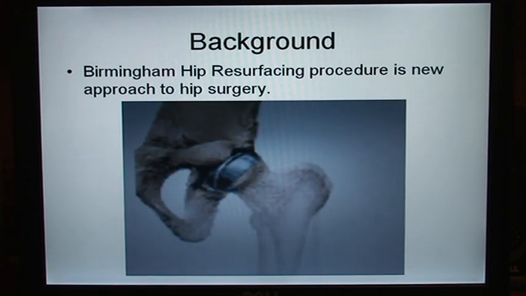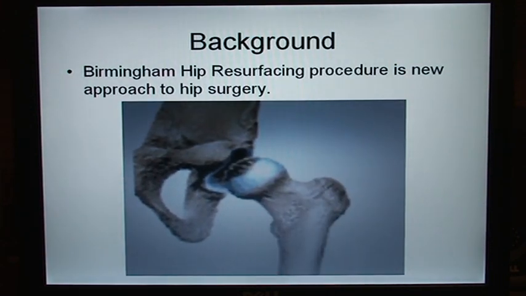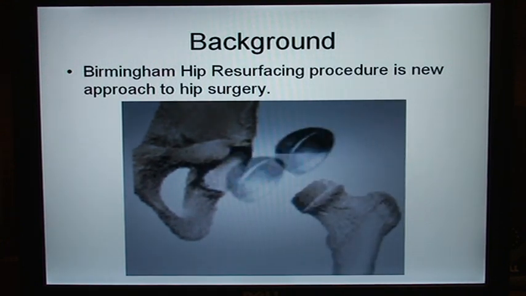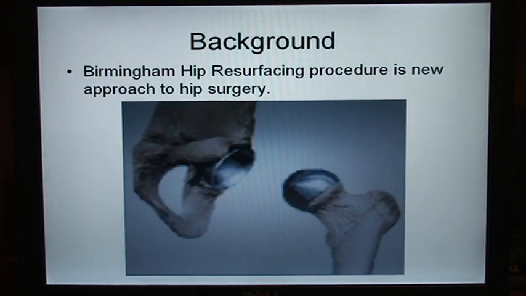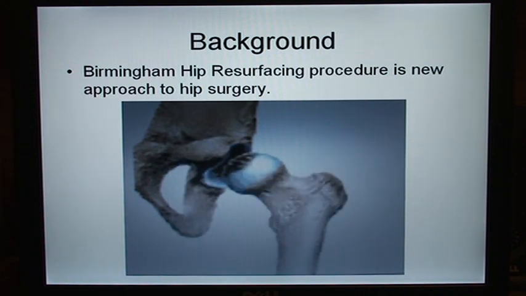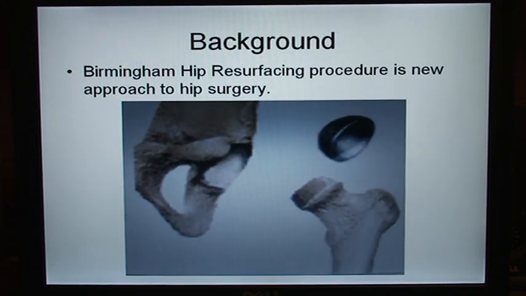The cup replaces the damaged surface of your hip socket. The cap covers the ball-shaped bone at the top of your thigh, and the cap has a small stem that is inserted into the top of the femoral head. The cap moves within the cup. The surfaces that rub each other are made of highly polished metal.